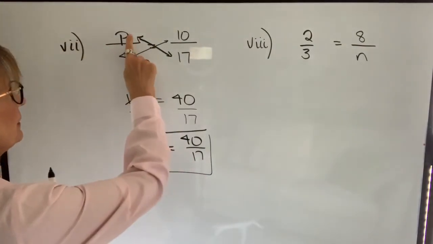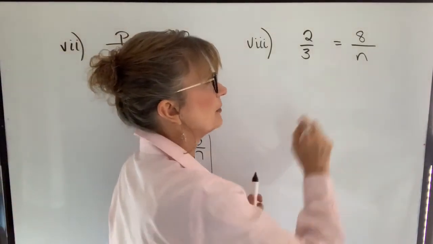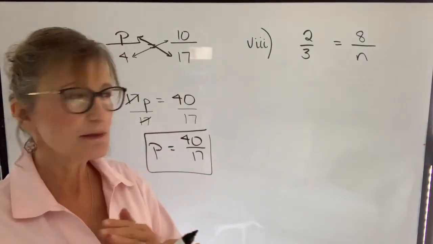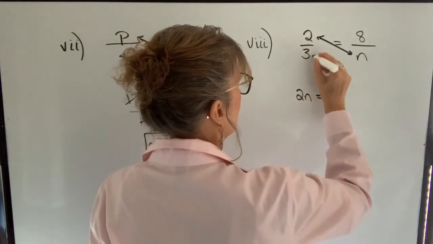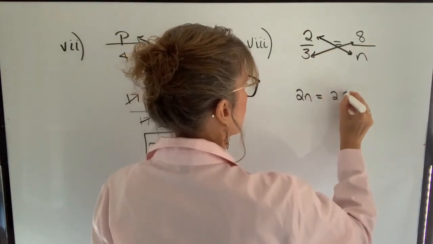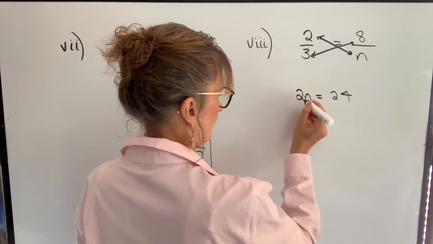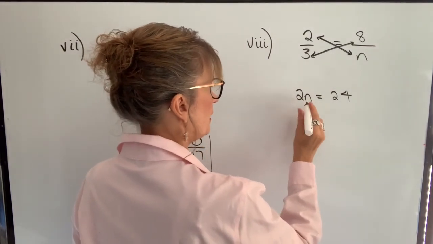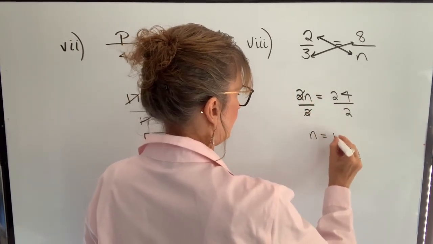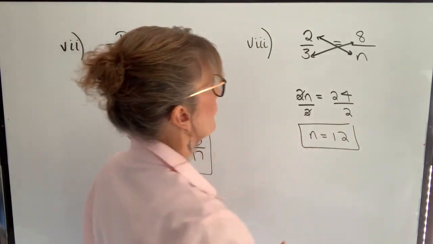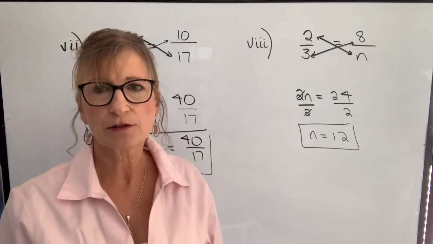In this example, my unknown or my variable was in the numerator of one of the fractions, but it could be in the denominator and you'd still do the same process. So we're going to cross multiply. So 2 times n will equal 3 times 8. And then we isolate our variable by eliminating the 2, and that's multiplication. So we divide, do the same thing to the other side. So my solution is n equals 12, and we can go back in and check to see if that's correct.